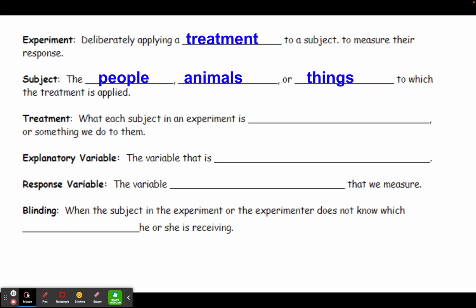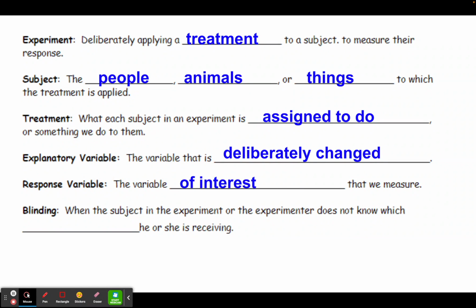The treatment is what each subject in an experiment is assigned to do or something we do to them. If you're looking at marathon runners, for instance, you might wonder if changing the type of beverage they drink during the race makes a difference in their performance. So you could assign some runners to drink water and some to drink Gatorade. The explanatory variable in an experiment is the variable that we deliberately change. And the response variable then is the variable of interest that we measure. So usually we deliberately change one variable and we want to see if it causes a change in the other.